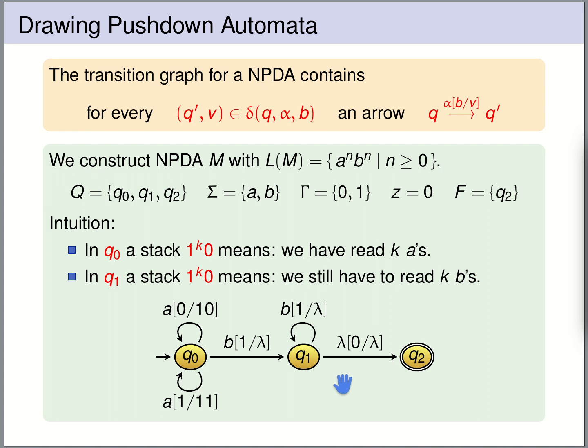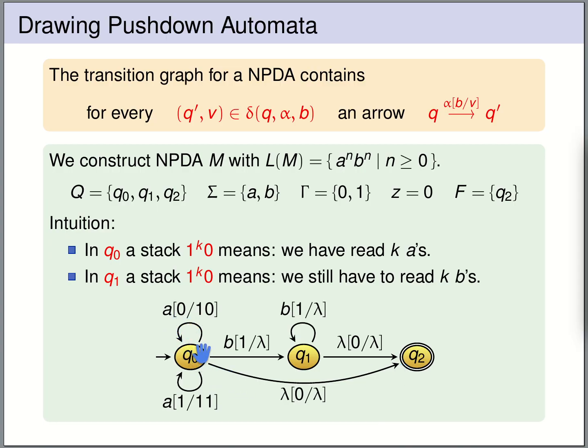There's one word that we cannot accept yet, and that is if n is 0, the empty word. We also have to be able to accept the empty word. That means we have to be able to accept immediately, so we add an additional lambda transition from Q0 to Q2. So also from Q0 to Q2, we say that without consuming any input, we can simply remove the 0 from the stack and we switch to Q2. Using this transition, we can accept the empty word.